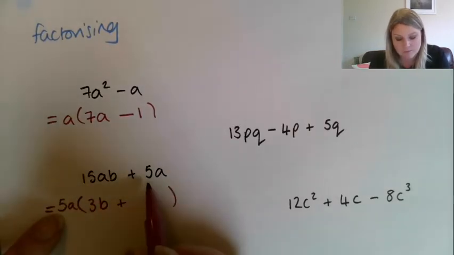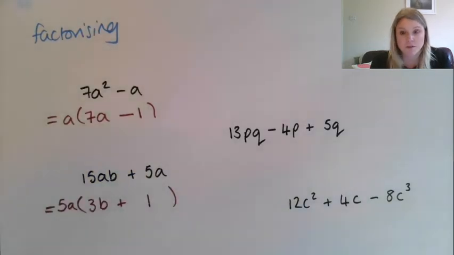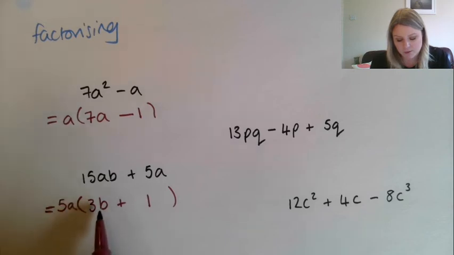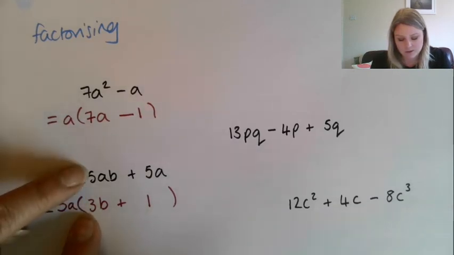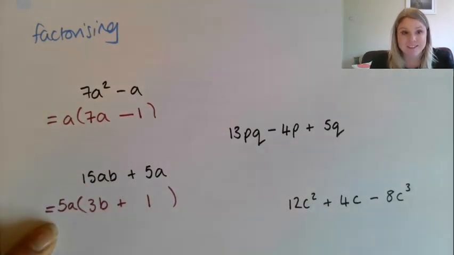Plus 5a. 5a doesn't need to be multiplied by anything, so we have to put a 1 in there so that term shows up. Do a quick check of multiplying out. 5a multiplied by 3b, 5 times 3 gives us 15, a multiplied by b gives us ab. 5a multiplied by 1, 5a.